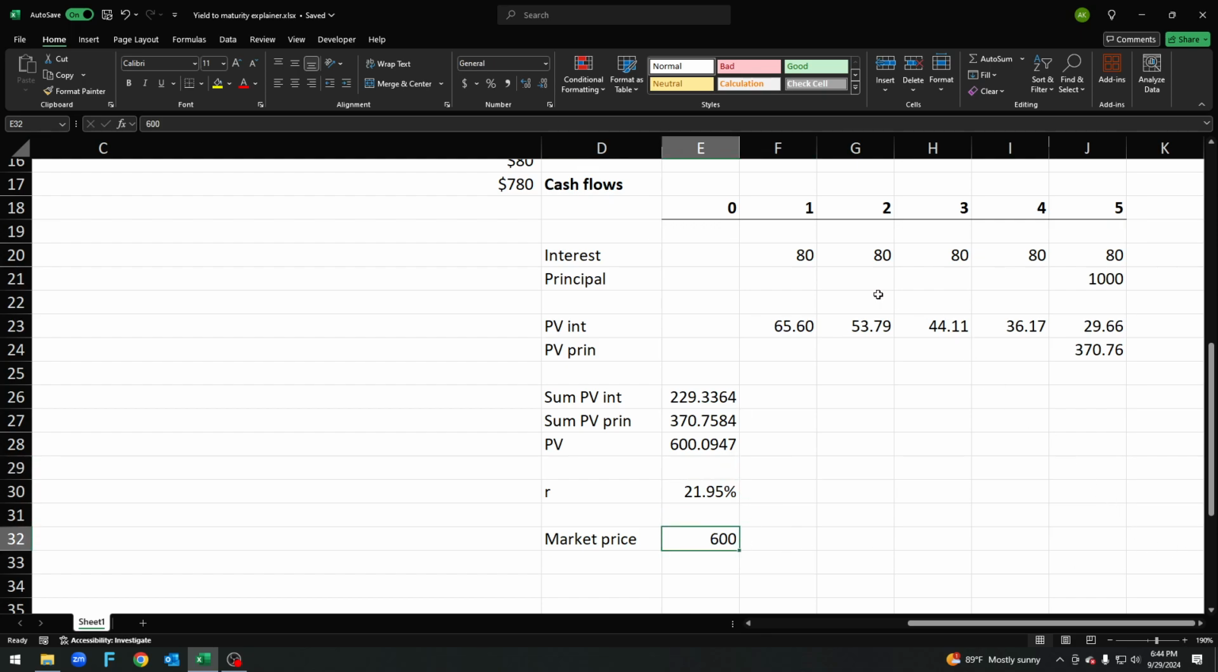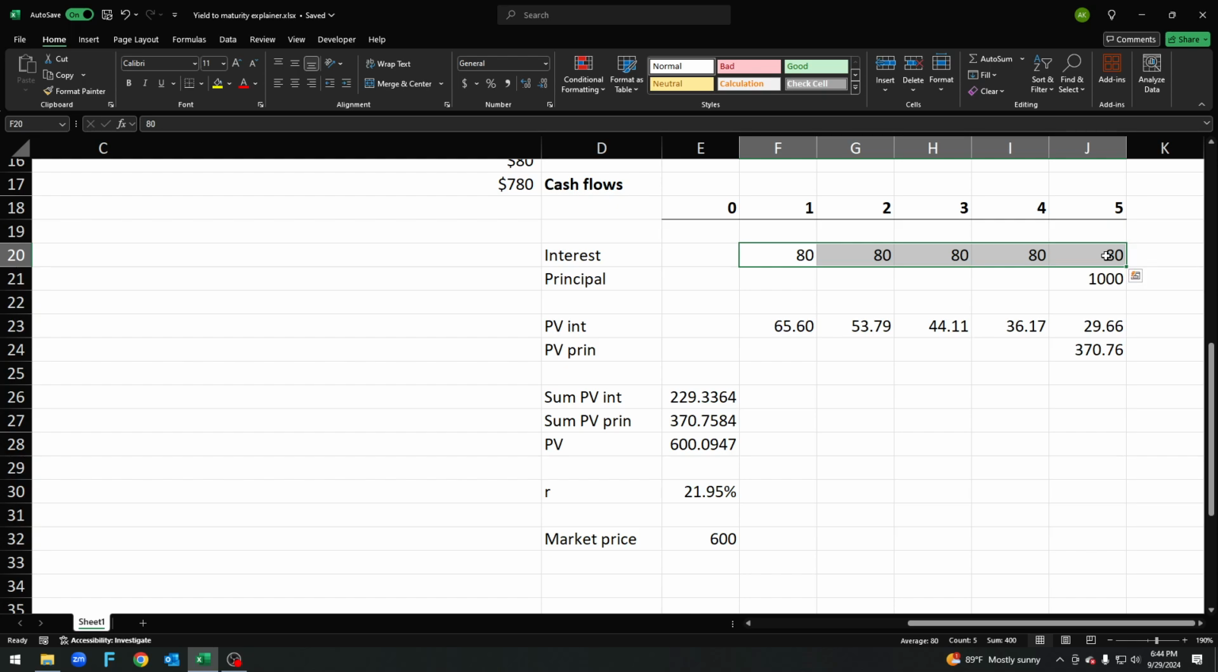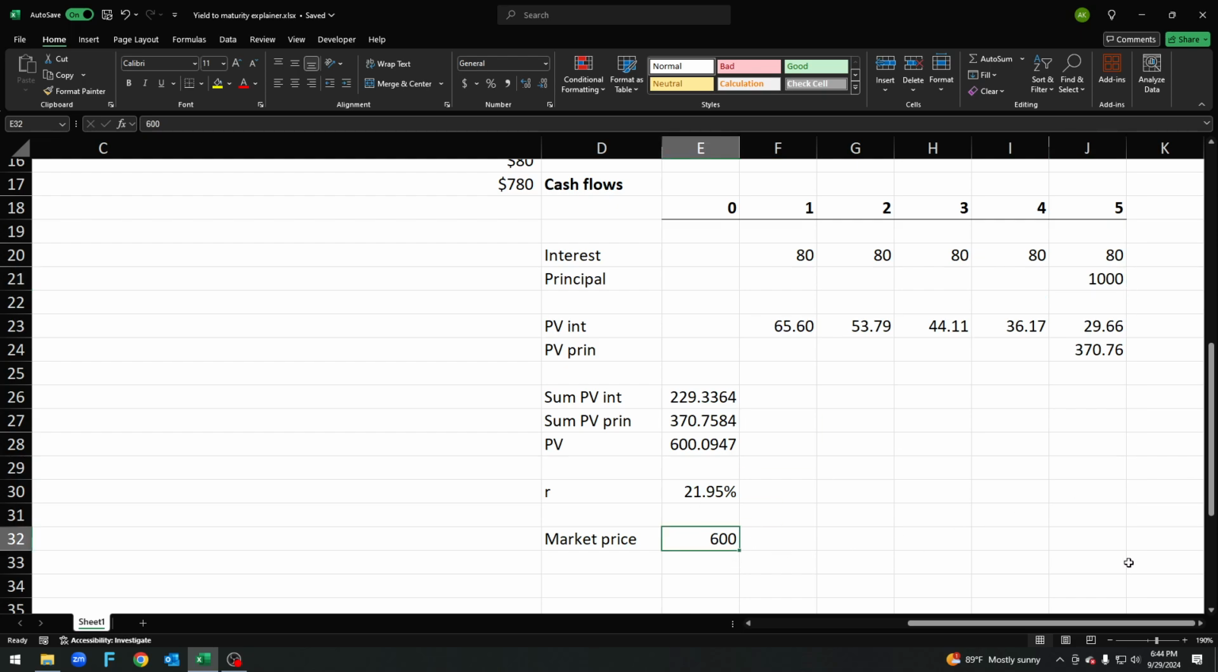So if we are earning this stream of cash flows plus this stream of cash flows, and the market is offering us this set of cash flows for $600 today, that implies that the yield to maturity is 21.95%. Because when we take these cash flows and discount them at 21.95%, we get this plus this, which equals this.